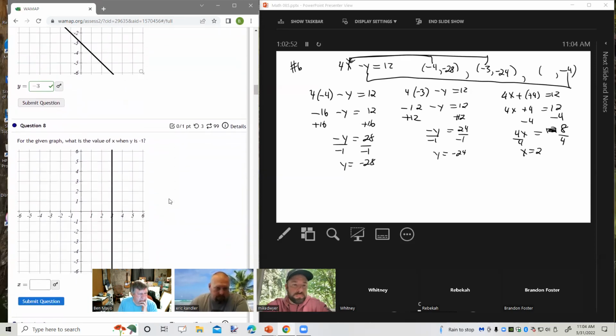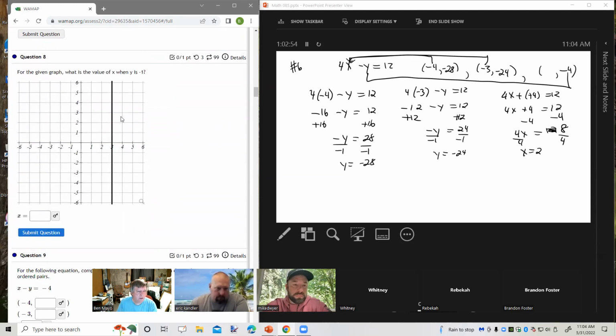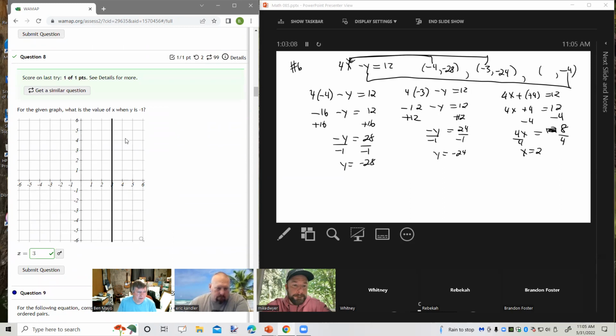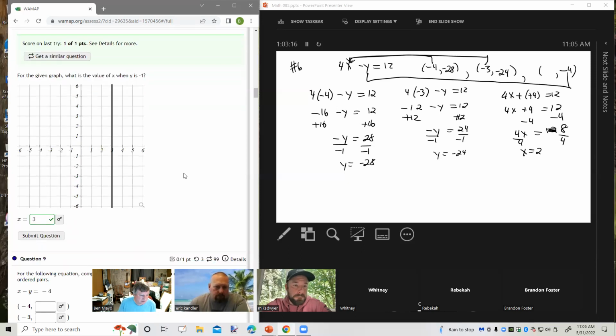All right. For the given graph, what is the value of x when y is -1? When y is -1, x is 3. In fact, the equation of this line would be x equals 3, wouldn't it? Or vertical line, x equals a constant.